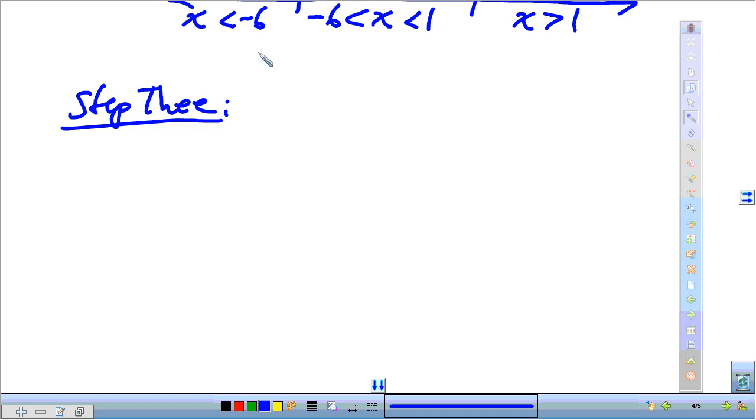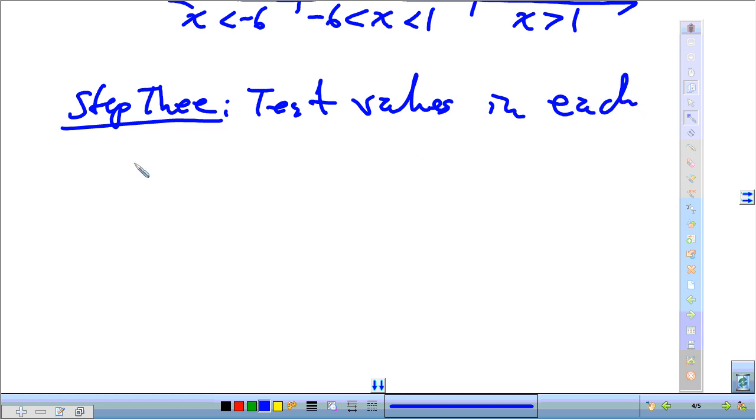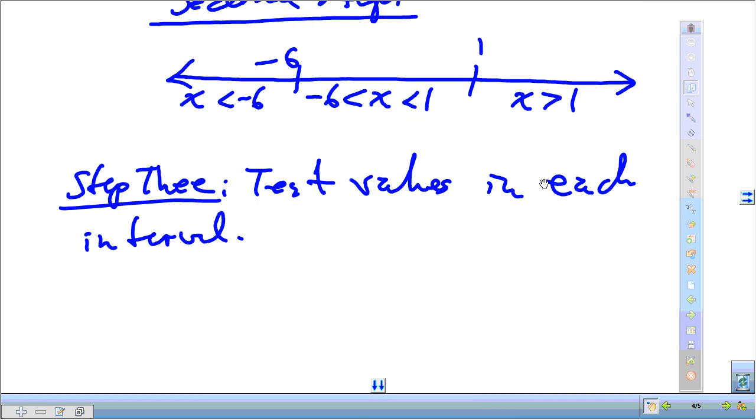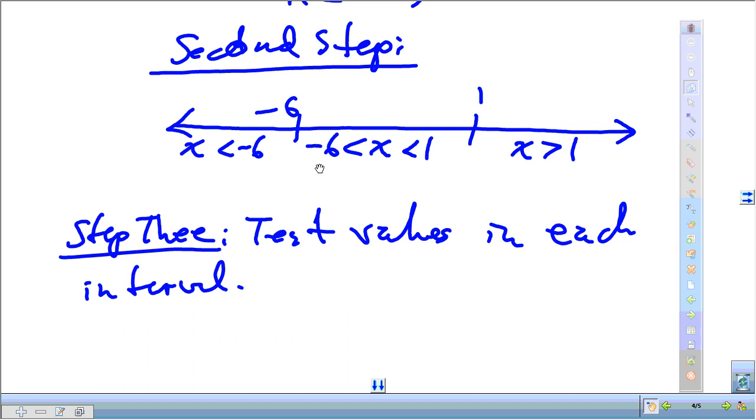So once we look and we determine those intervals, we'll pick some test values in each of the 3 intervals. The test values, I say pick them, is that there's no one correct pick. There's any pick in the interval.